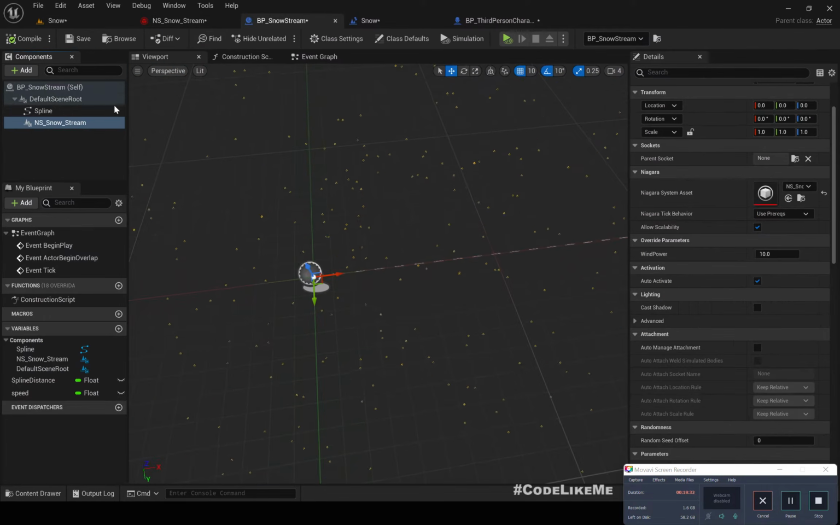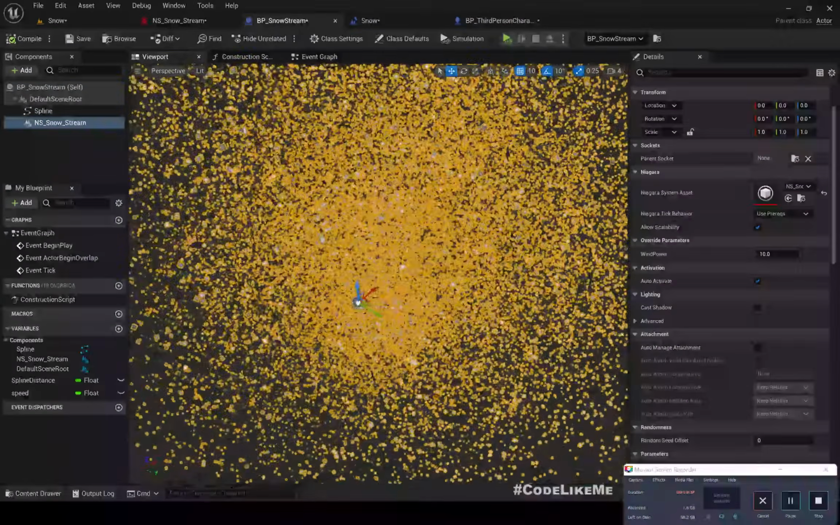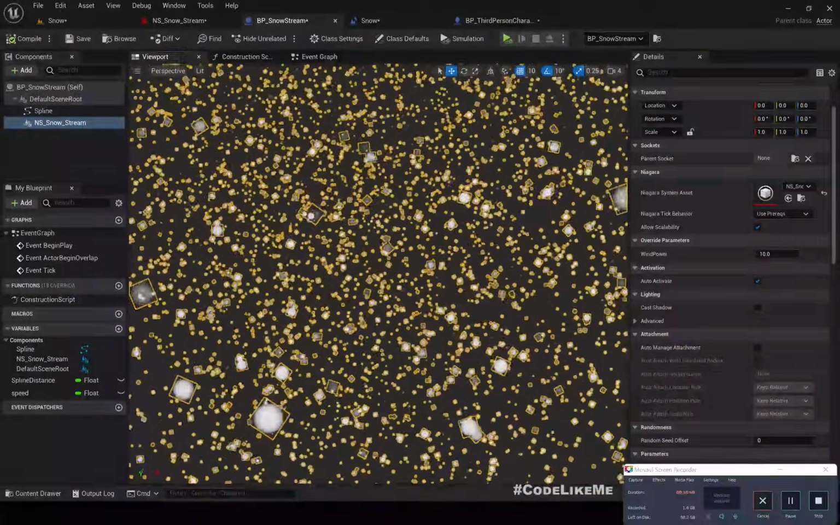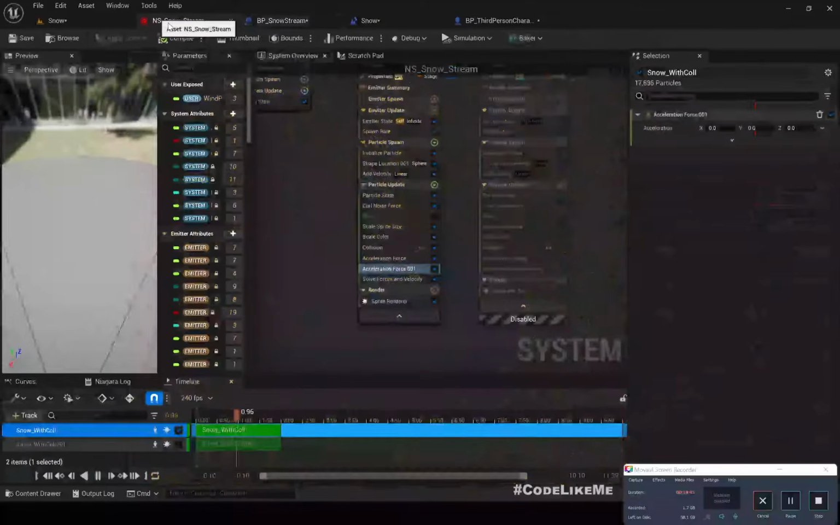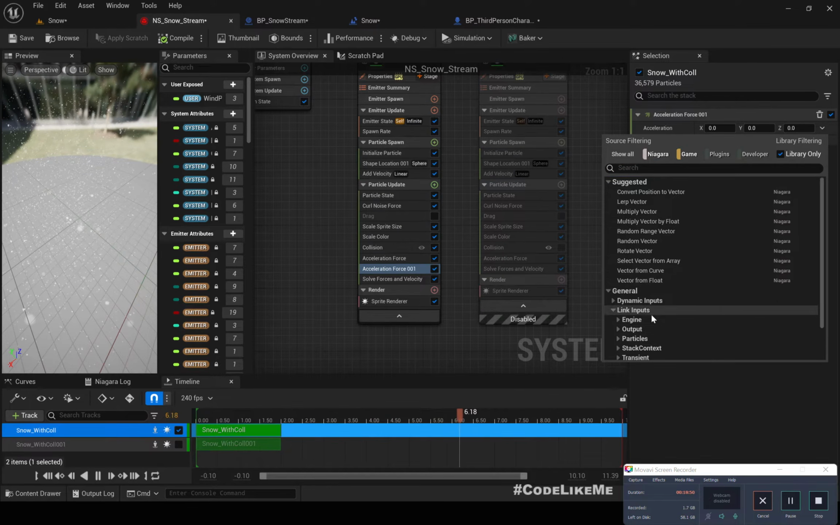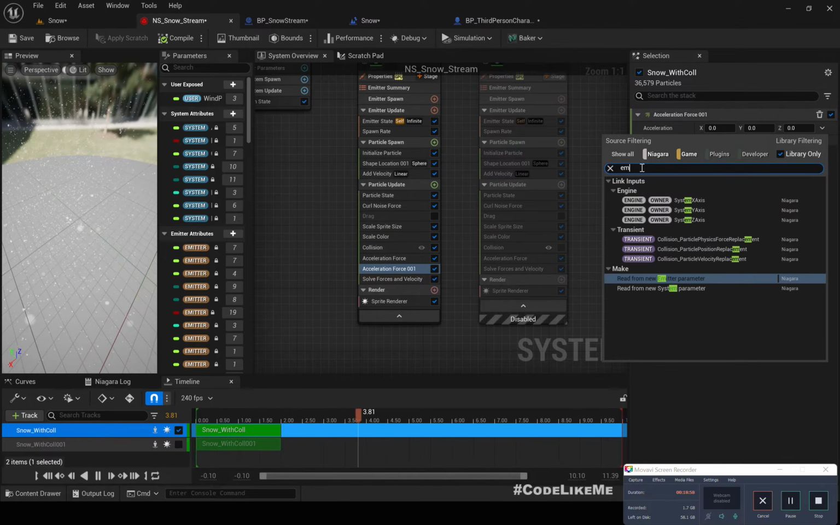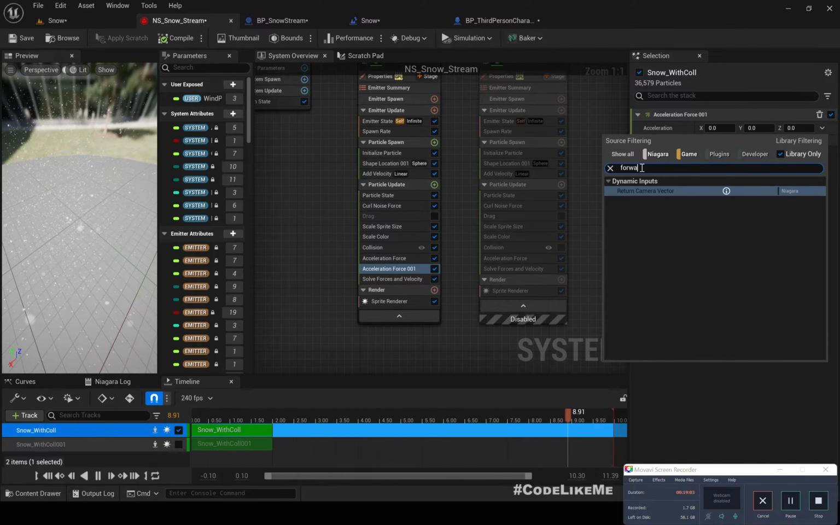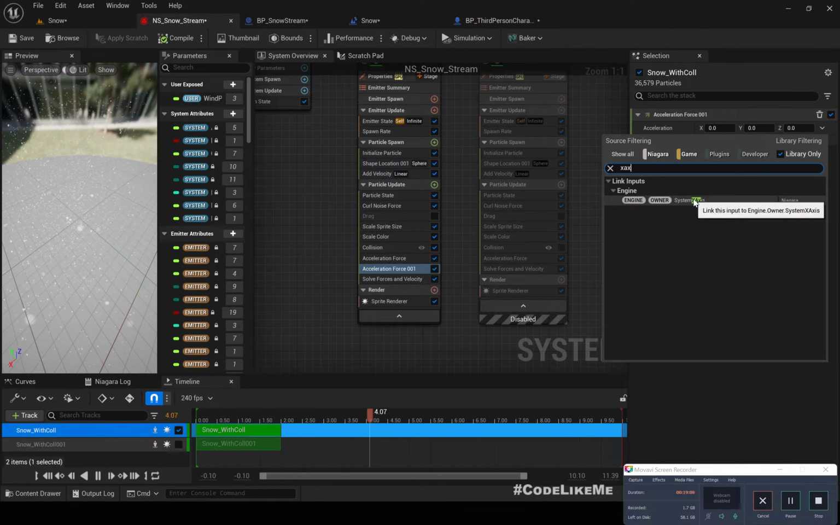Wait, where is it? Can't see the direction. Right, here, let's connect this, link it with the emitter forward. X-axis. Owner x-axis.